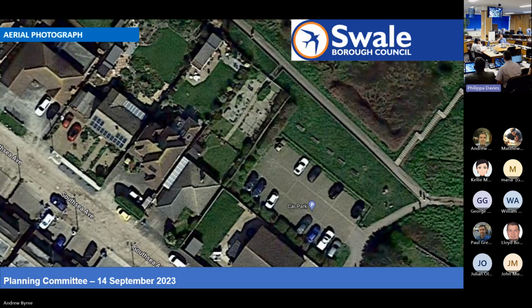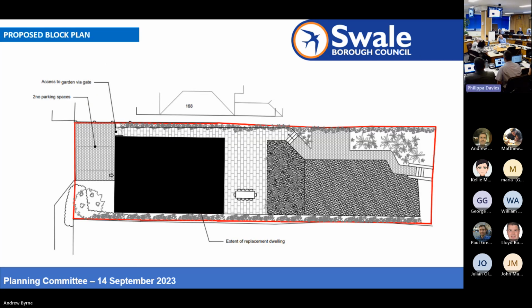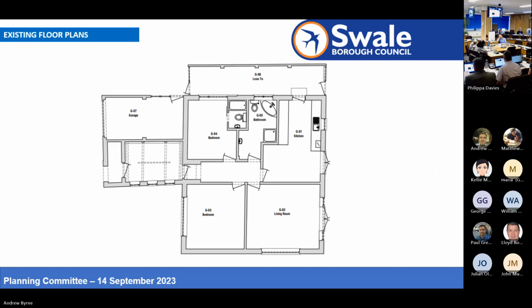The application is for a replacement dwelling, the property at number 170 Southsea Avenue, which is within the built confines of Minster. There's the property outlined in red. The property to the left-hand side of it is a two-storey dwelling, and the property slightly further away on the right-hand side is a single-storey bungalow. The area that's outlined in black is the location of the replacement dwelling, and there are 2 parking spaces shown to the front of it.